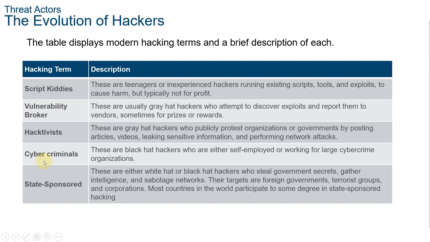Okay. So the next hacking term is cyber criminals. These are black hat hackers who are either self-employed or working for large cybercrime organizations. Okay? And the next one would be the state sponsored. So these are either white hat or black hat hackers who steal government secrets, gather intelligence, and sabotage networks. So their targets are foreign governments, terrorist groups, and corporations. So most countries in the world participate to some degree in state-sponsored hacking.